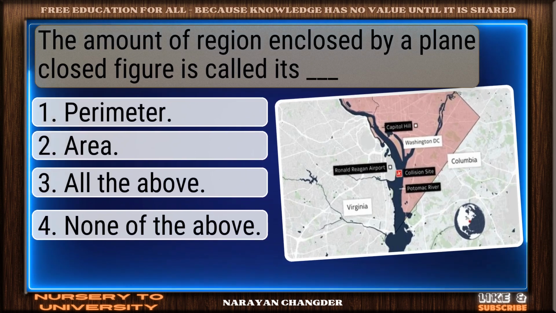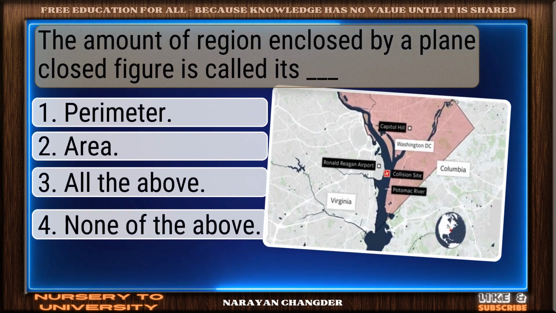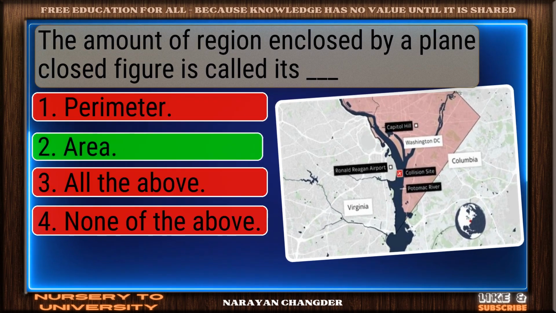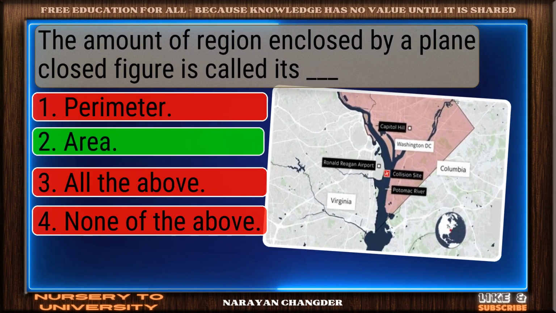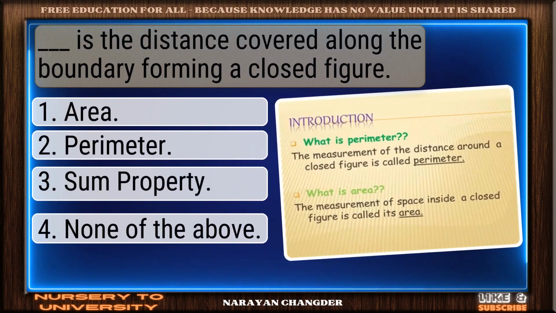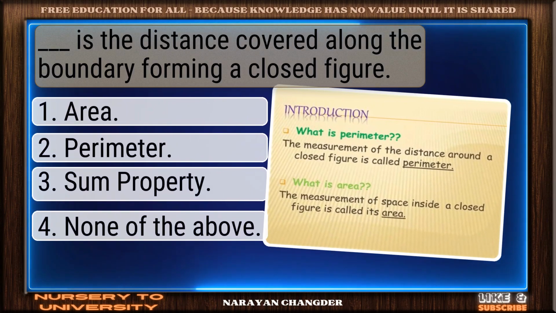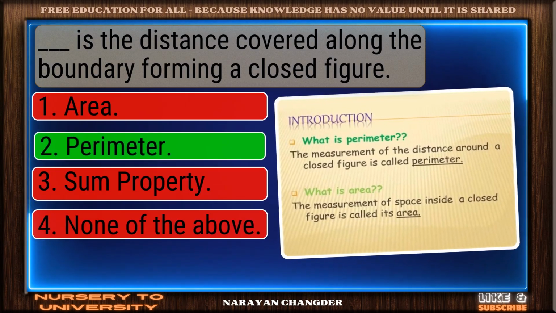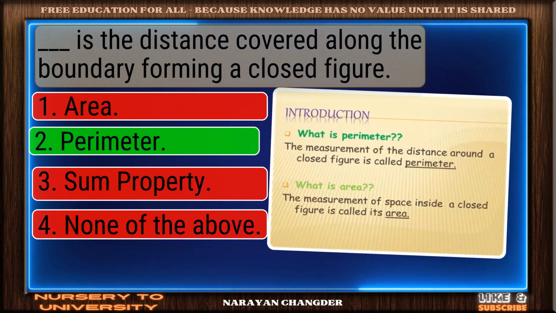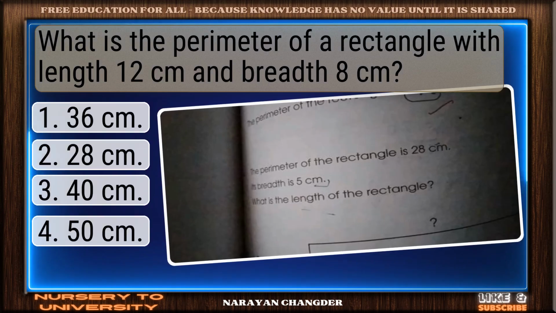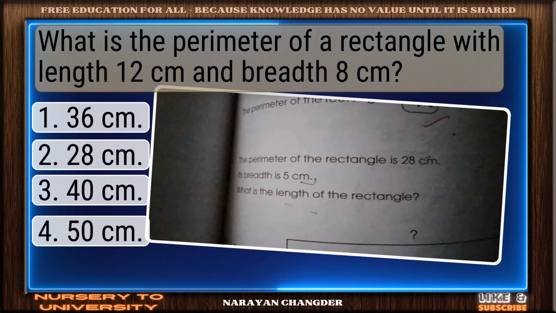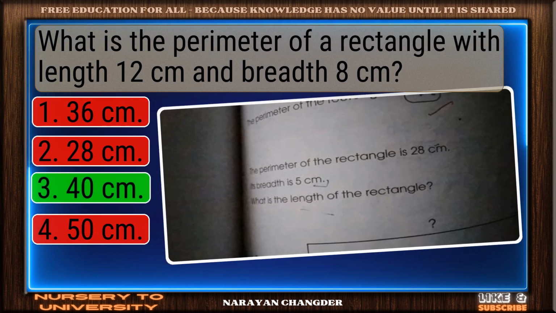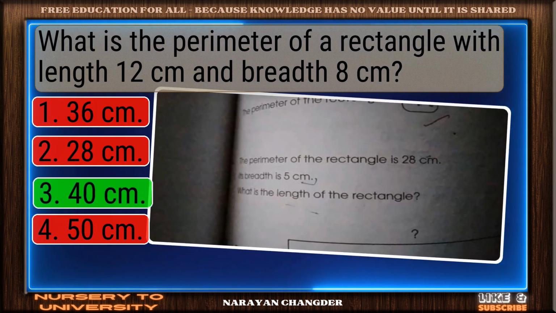The amount of region enclosed by a plane closed figure is called its dash. Great thinking. Area is the right choice. Dash is the distance covered along the boundary forming a closed figure. Excellent choice. Perimeter is the right answer. What is the perimeter of a rectangle with length 12 cm and breadth 8 cm? Well reasoned. 40 cm is the correct choice.